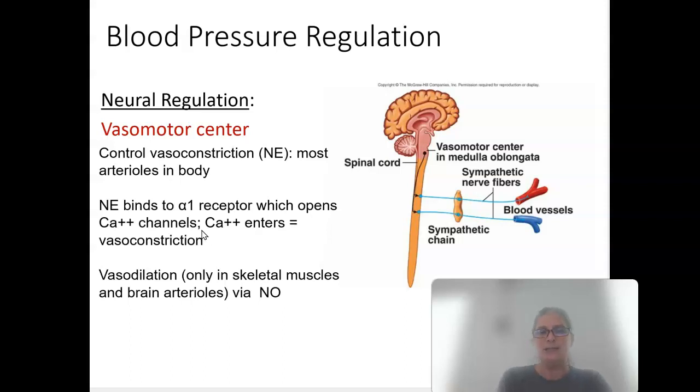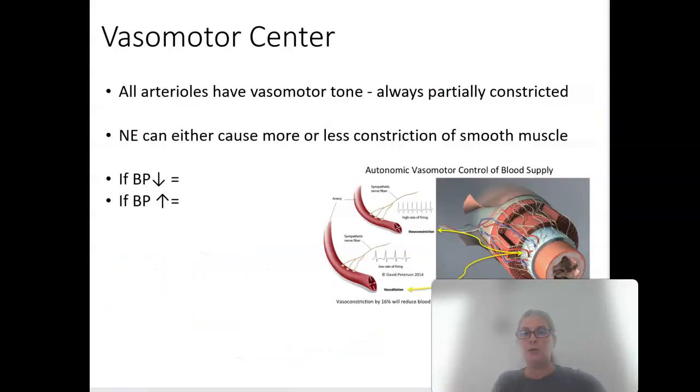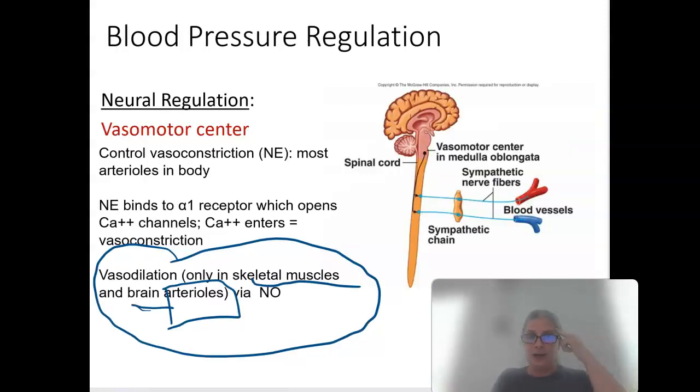Now, there's one little exception here. Only in skeletal muscle and the brain. So the arterioles that are bringing blood to your skeletal muscles and your brain, this center triggers the release of NO, which is nitric oxide, because nitric oxide is a vasodilator. And anytime you're trying to raise your blood pressure or increase blood flow, you're not going to want to ever constrict blood vessels to your brain, right? If you constrict blood vessels to your brain, you're going to pass out. You're decreasing oxygen supply. And typically, if we're trying to change blood pressure, we're trying to maintain flow to muscles. So only for these two areas, the vasomotor center releases nitric oxide.